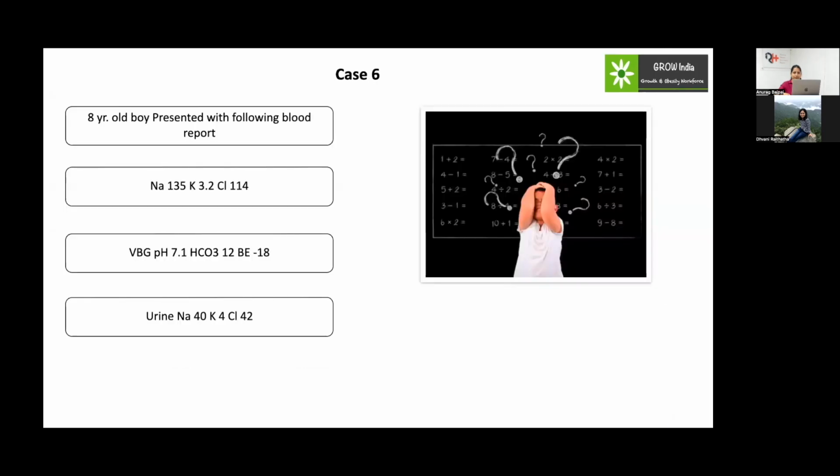That's an important question. So coming to the next question, this is a numerical question. We have an 8-year-old boy who presented with blood reports where sodium was 135, potassium was 3.2, and chloride was 114. Blood gas shows pH 7.1, bicarbonate 12, and base excess minus 18, and urine sodium of 40, urine potassium of 4, and chloride of 42. Now you have to calculate the anion gap in this case.